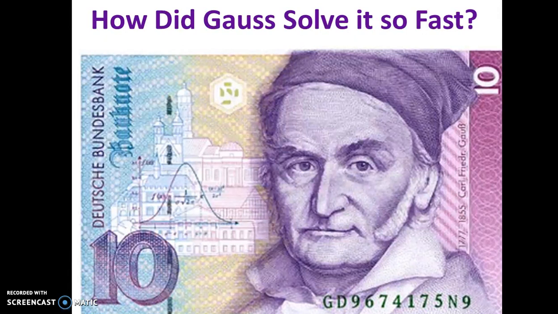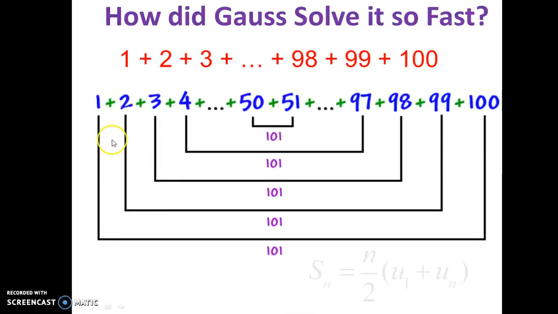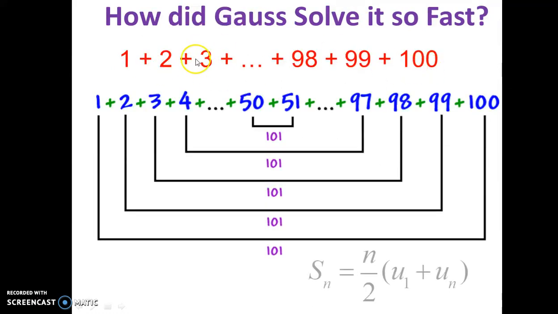Well, he's a famous mathematician for good reason. And notice here, his image was on the 10 Deutschmark note back in Germany in pre-Euro times. They used money called the Deutschmarks, and he's so famous he was on the 10 Deutschmark note. So how did he solve it so fast? Here's the sequence, and the goal was to add up these numbers from 1 to 100.